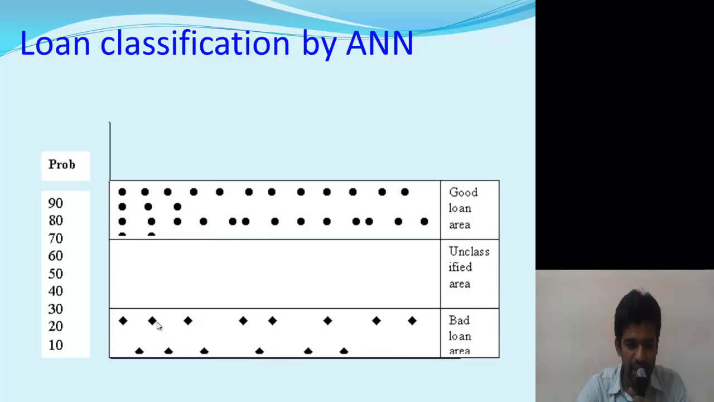The probability of 70 to 90 includes the good loan area. The probability of 10 to 30 includes the bad loan area. And the probability from 30 to 70 was defined as the unclassified area. The dots in the good loan area are bold, which indicates that the probability that the people would repay the loan was higher, and the diamond-shaped squares in the bad loan area were fewer. That indicated that the people with repayment capacity were fewer.